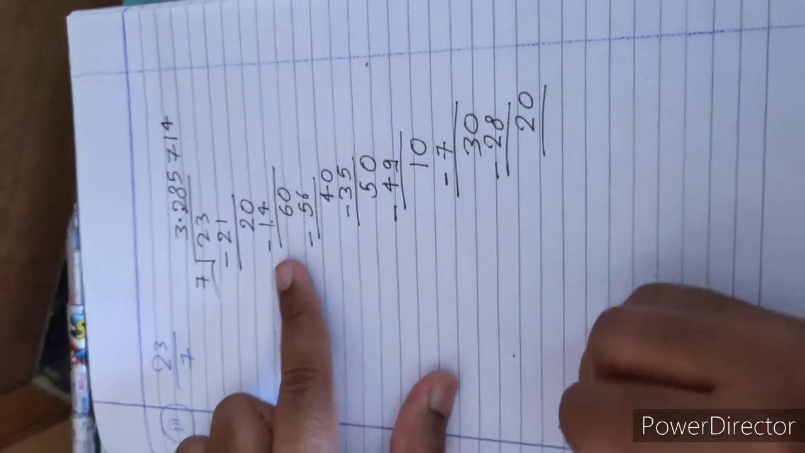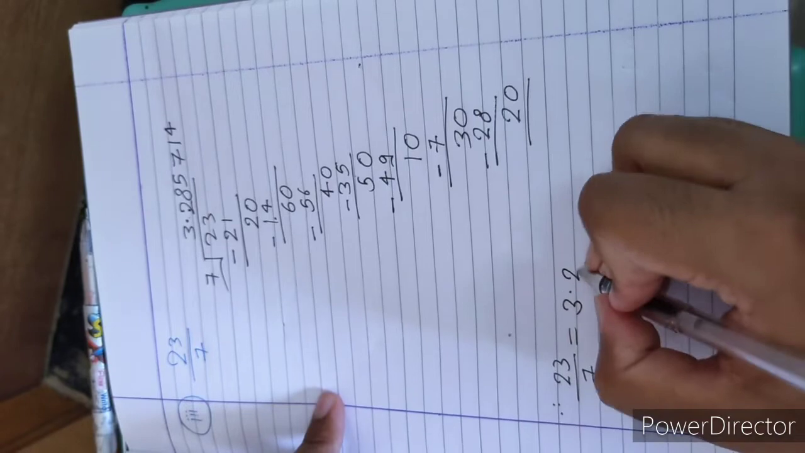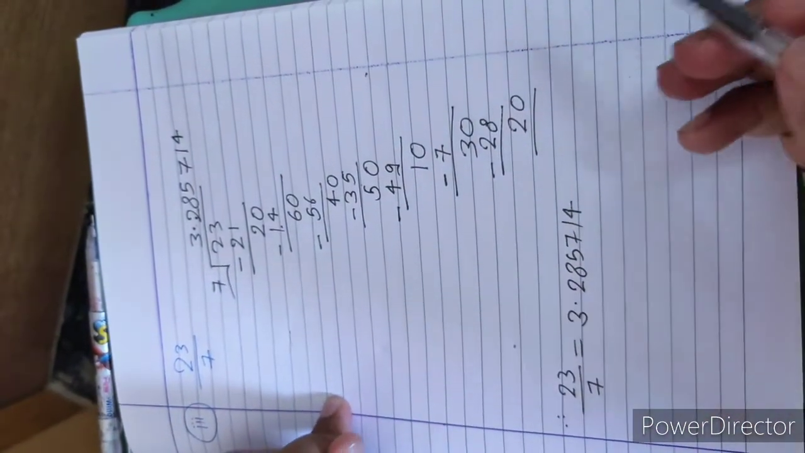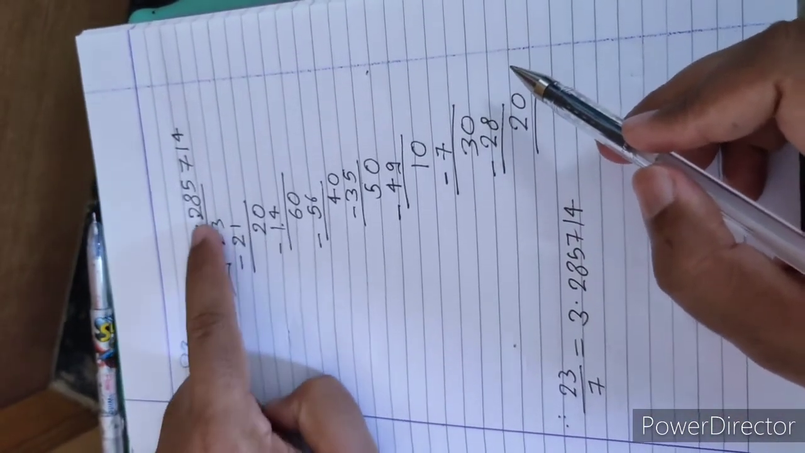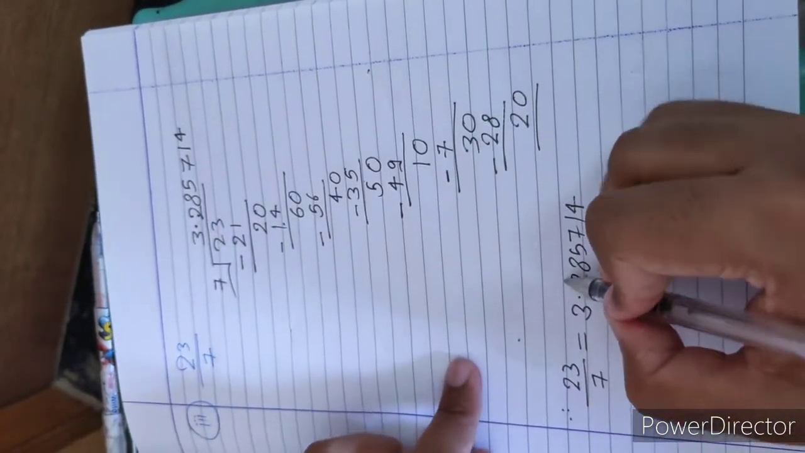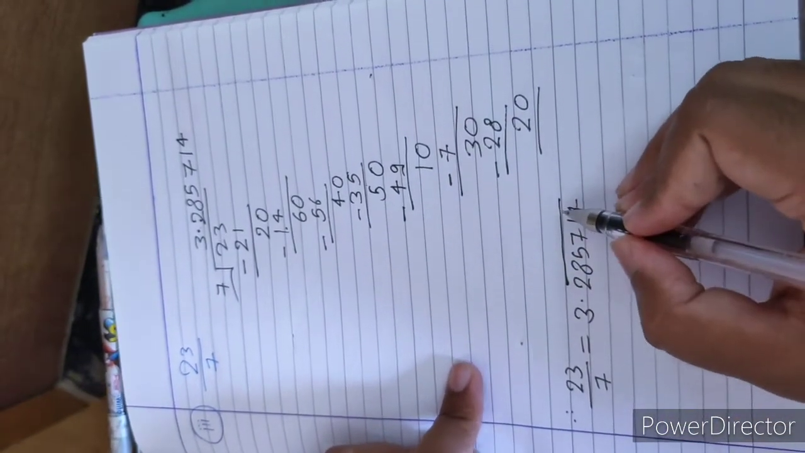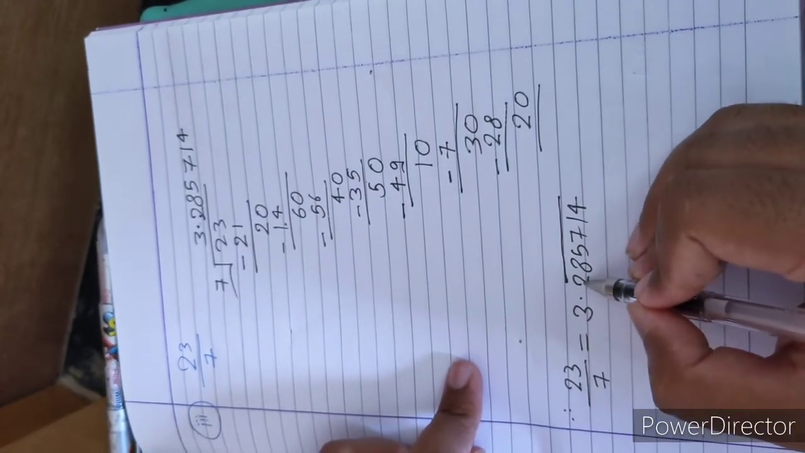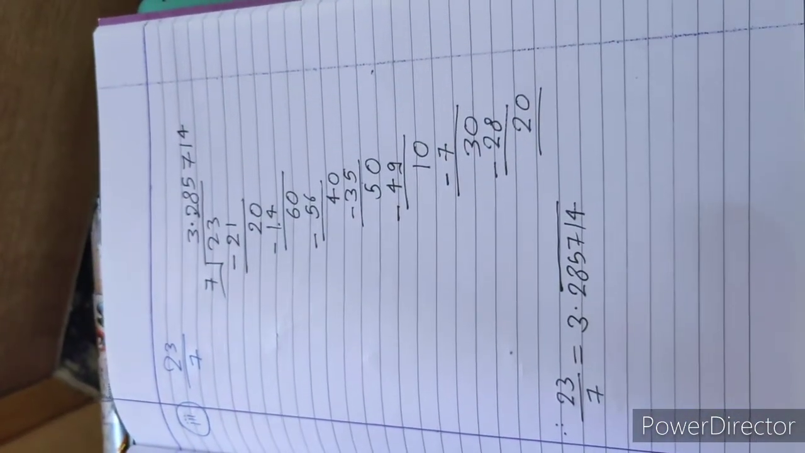So we will write that 23 by 7 is equal to 3.285714, but it continuously goes on repeating. It repeats from the second step, meaning from the right-hand side of the decimal, that is, from the 2. So we will place this sign, which is known as the bar. This sign means that these numbers continuously go on repeating in our calculation in the division method.